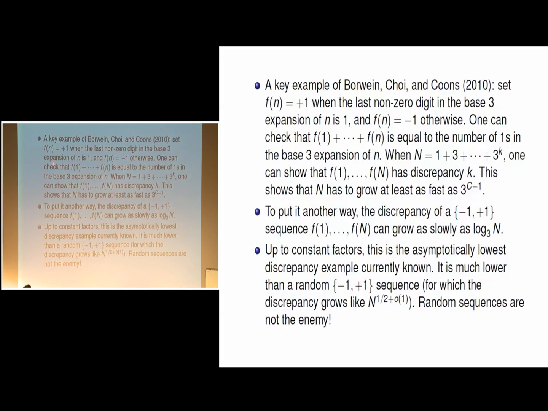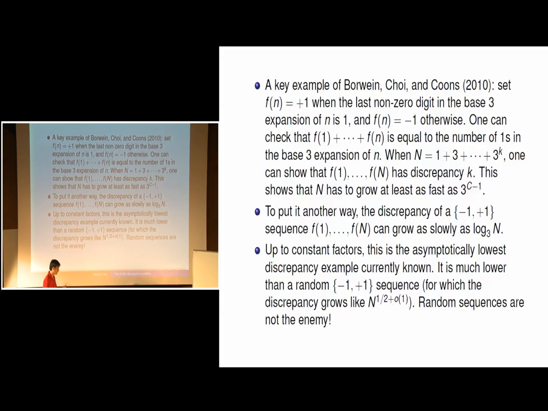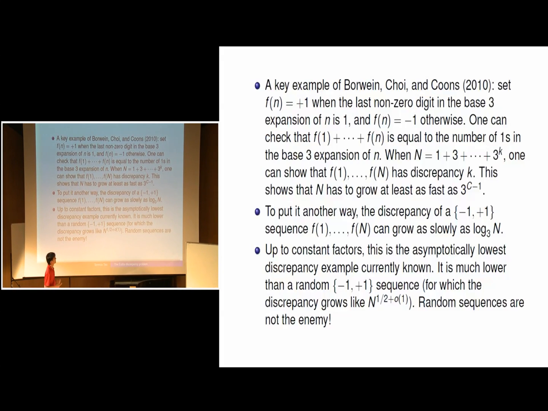Define the following sequence. f of n is either +1 or -1, depending on what the last non-zero digit is, or maybe the first non-zero digit in the base 3 expansion. So you expand out n in base 3. You look at the rightmost digit which is not 0. So it's either 1 or 2. And if it's 1, you set f of n to be +1. And if it's 2, you set it to be -1. So that's some sequence.